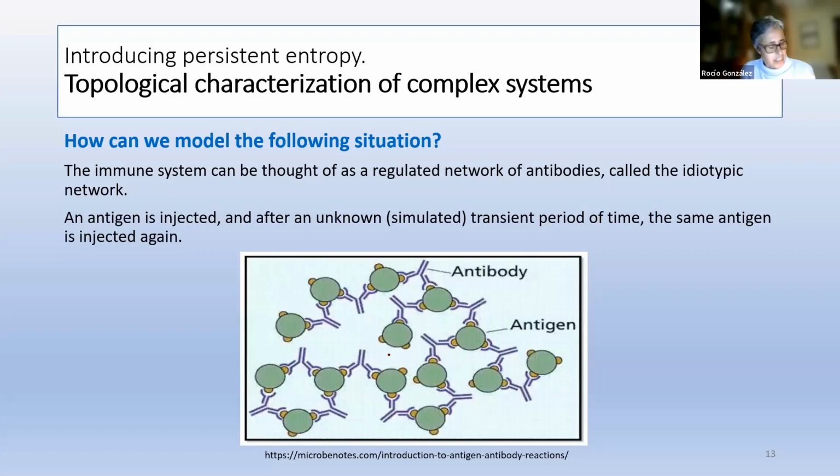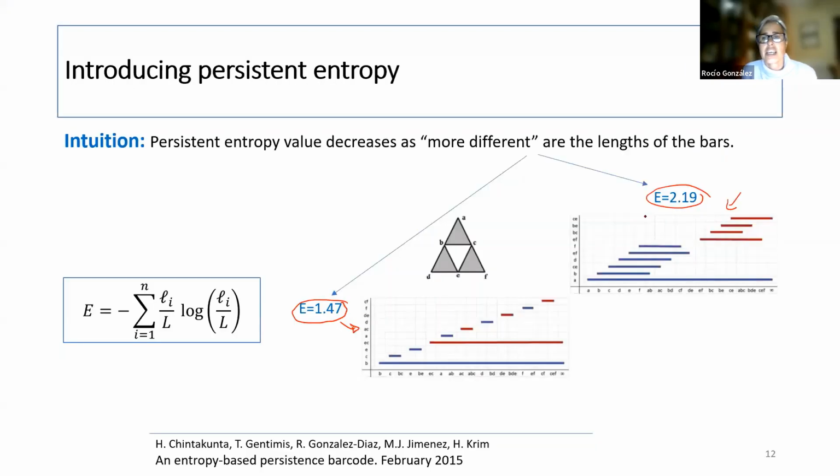What can we say here? We can say that if the persistent entropy is very high, then the bars have similar lengths. And if the persistent entropy is close to 0, then the bars are either very short or very long. So it's easier to identify the topological features because, as we know, topological features are represented by long bars in the barcode, and noise is represented by short bars. This was the first idea, or why we defined persistent entropy.